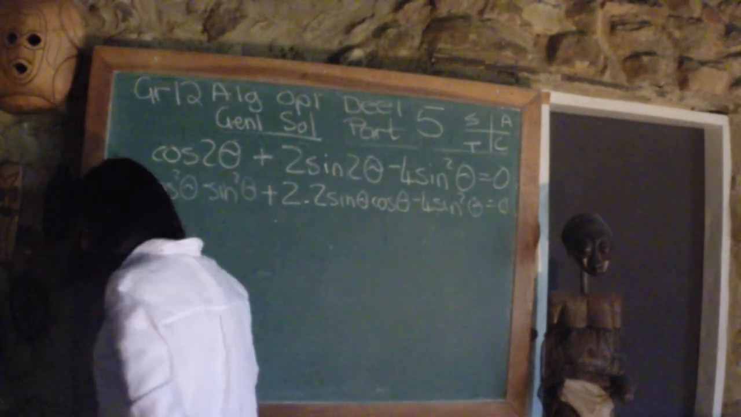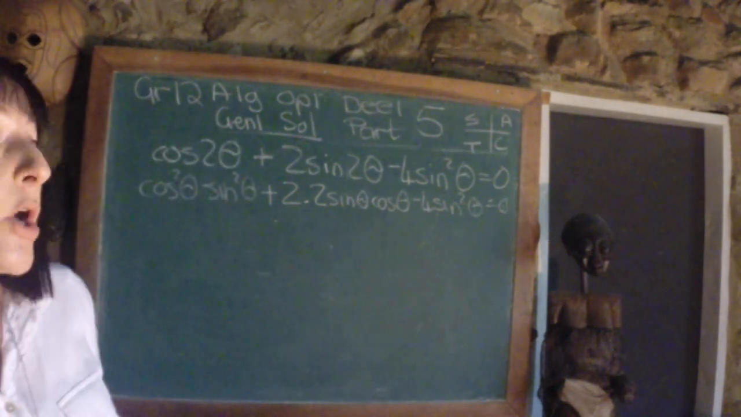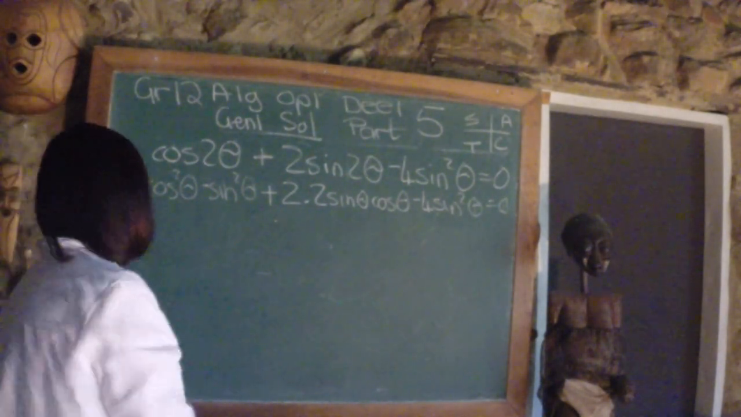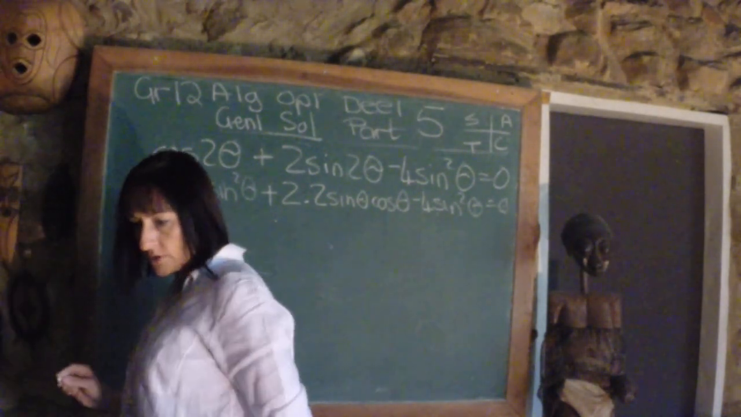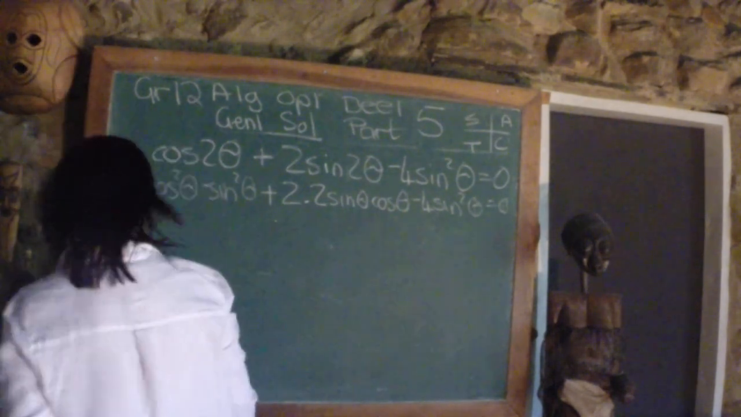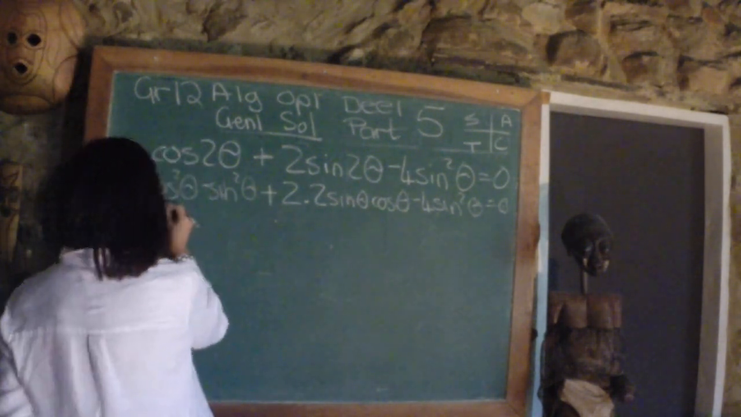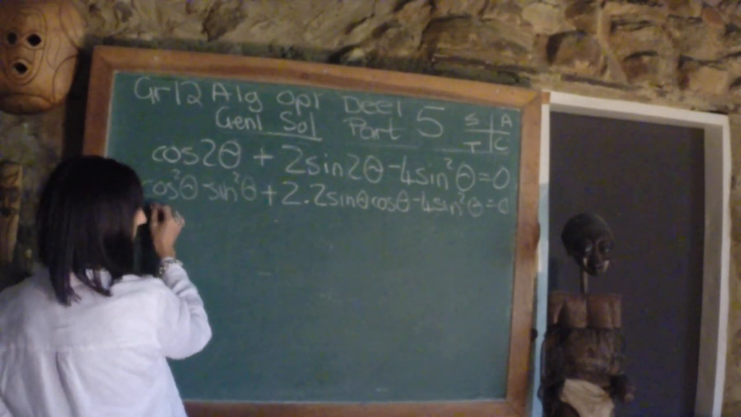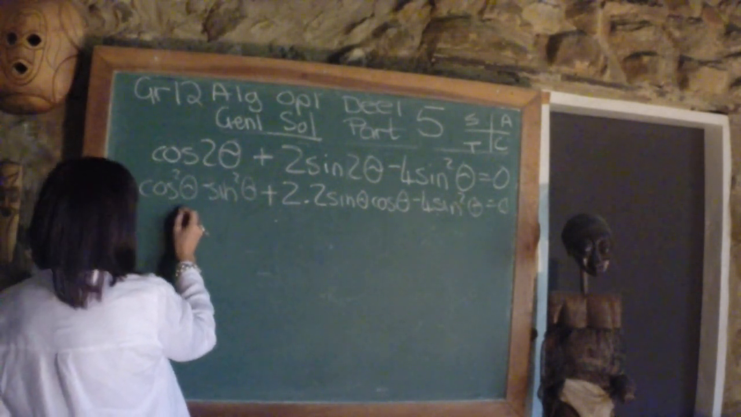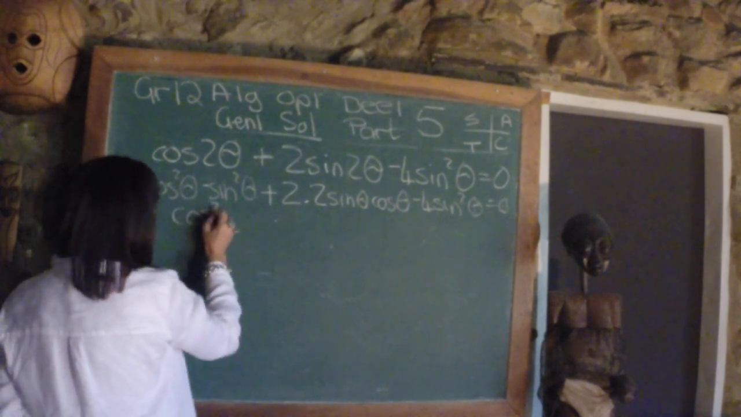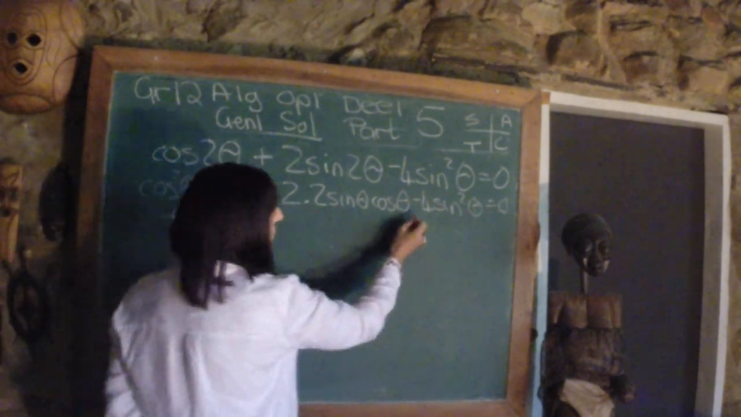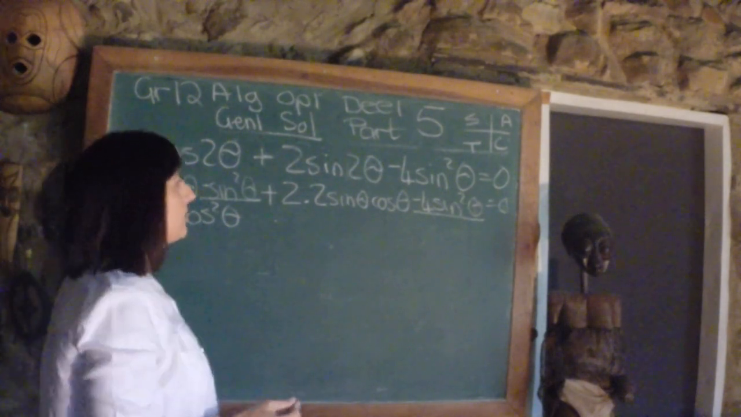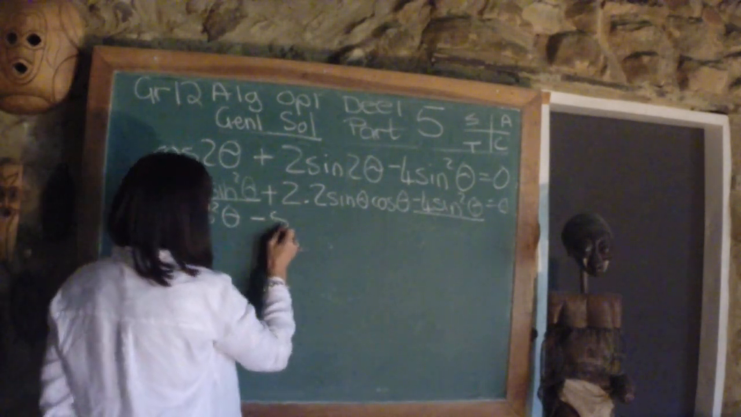Let's try that substitution, because that's also one of the possibilities for the cos of 2 theta. Now we can simplify this equation, and we can say we've got a cos square theta. These two we can add together because they are the same. So there's 5 of them.